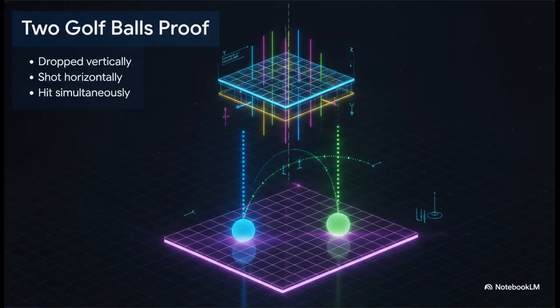And we can actually prove this independence with a classic experiment. If you take a golf ball and drop it straight down, and you take another golf ball and shoot it perfectly horizontally from the exact same height, they will hit the floor at the exact same time. No way, right? But it's true. The forward momentum of the horizontally shot ball does absolutely nothing to delay its fall. The vertical motion simply doesn't care about the horizontal motion.